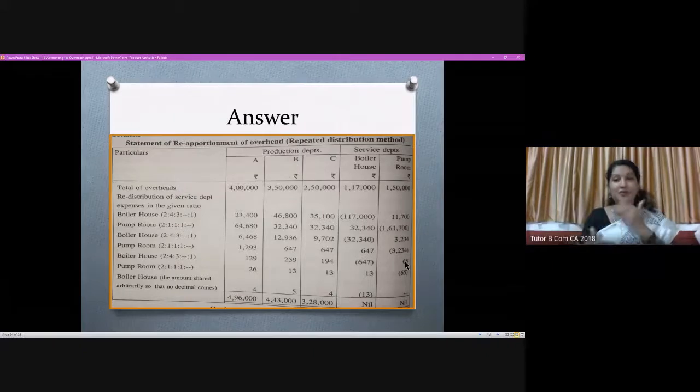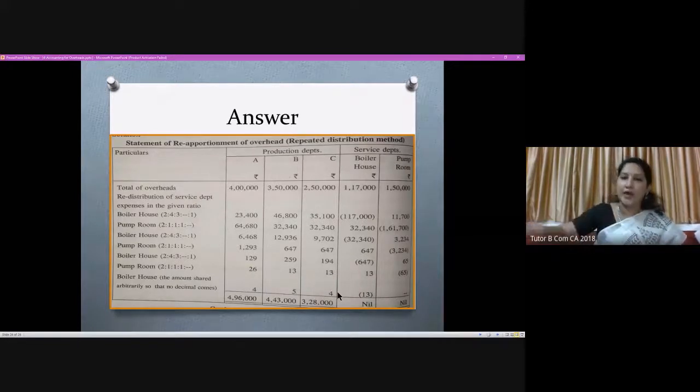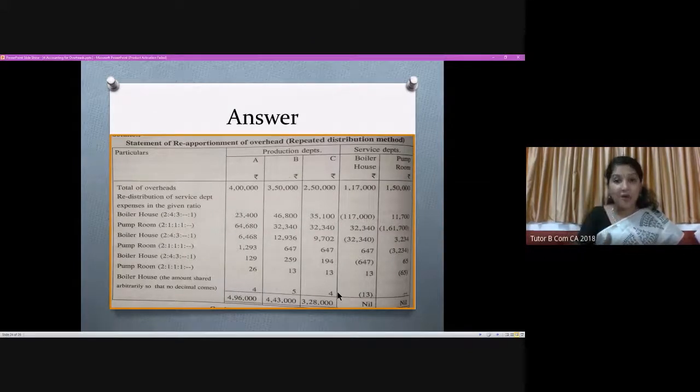And I continue this process. I repeat this process until it has been nullified. So that's what we see here. That's what we have done. So this is all about the repeated distribution method. In a nutshell, repeated distribution method is a method in which we are continuously allocating the expenses to various departments, including the service department, in the reapportionment stage, until the expense is nullified or brought to very minimal. That's what we are going to do in this method.